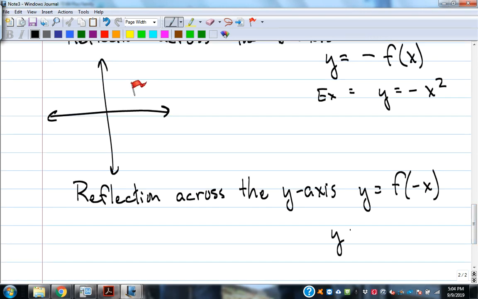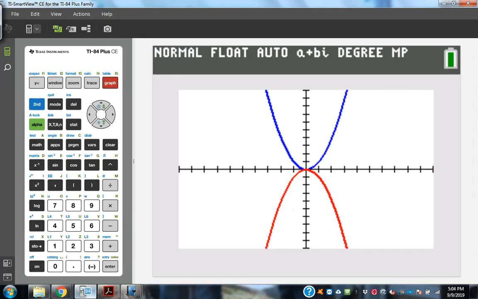Now, the x squared graph is a horrible example for this, so I'm going to have to change functions. X squared, if you flip it across the y-axis, it doesn't do anything. It looks exactly the same. So I'm going to swap to the x cubed graph. So x cubed, if that's the parent, and I do a negative on the inside, like that, I'm going to go to my calculator and show you that.